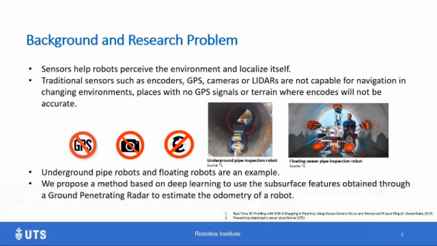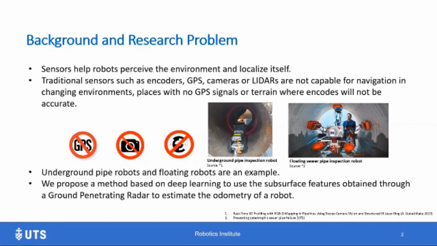First I will talk about some background and the motivation for this research. Sensors are used in robotic applications to provide a way for robots to perceive the environment and also localize themselves. Traditional sensors such as encoders, GPS, cameras, or LIDARs may not be capable of navigating in changing environments, or places with no GPS signals, or terrains where encoders will not be accurate. Some example scenarios would include underground in-pipe robots and also floating robots.